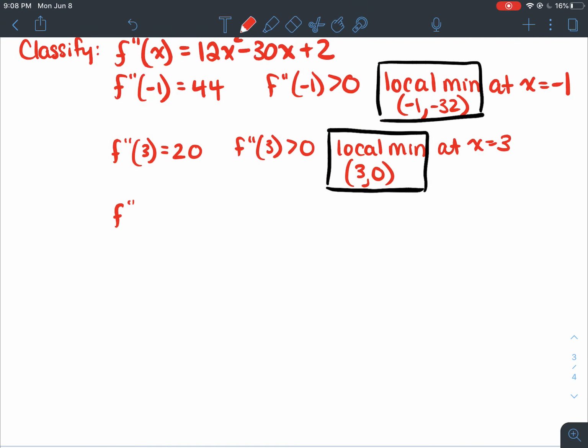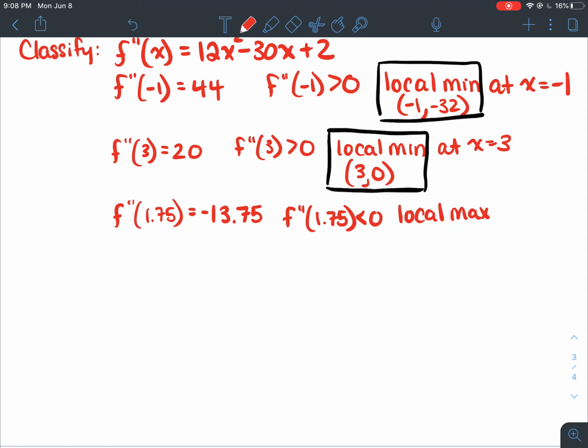Okay, and then finally, let's sub in 1.75, or 7/4. If I sub that in, I actually get negative 13.75. So since my second derivative is now less than 0, I'm going to have a local max, and that's going to occur at 1.75 and 4.4. Okay, I have lots of information. Got a bunch of maxes and mins.